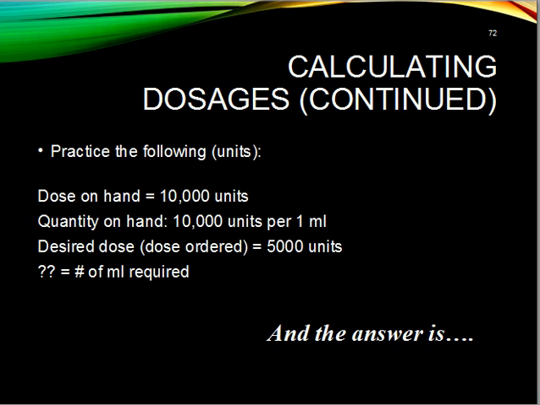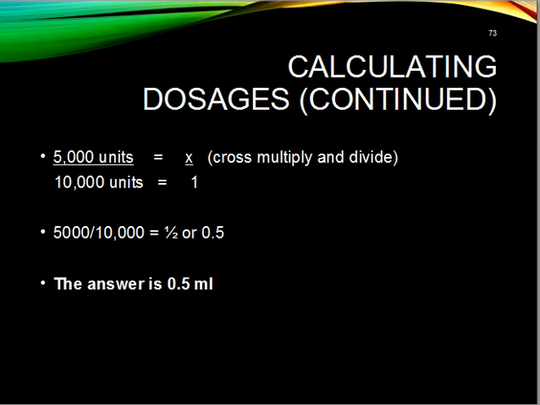Dose on hand, 10,000 units. Quantity on hand, 10,000 units per 1 ml. Desired dose, 5,000 units. 5,000 units equals X; 10,000 units equals 1. 5,000 divided by 10,000, or 1/2, or 0.5. The answer is 0.5 ml.